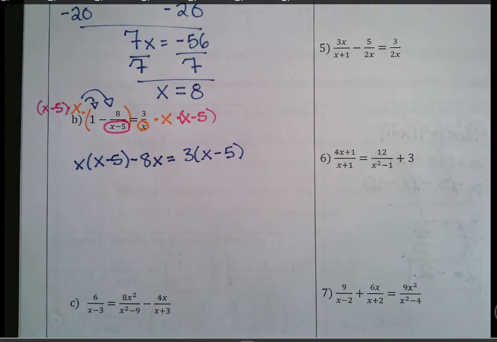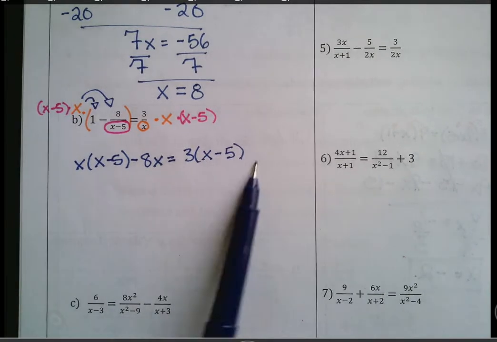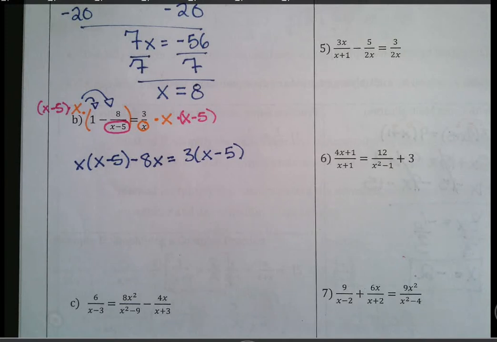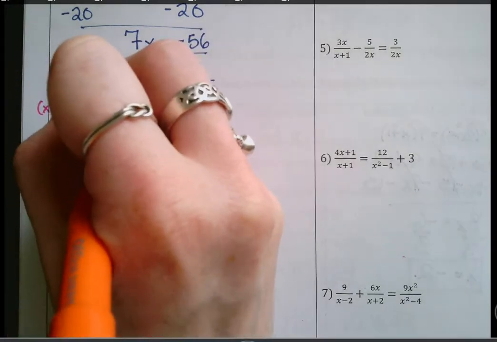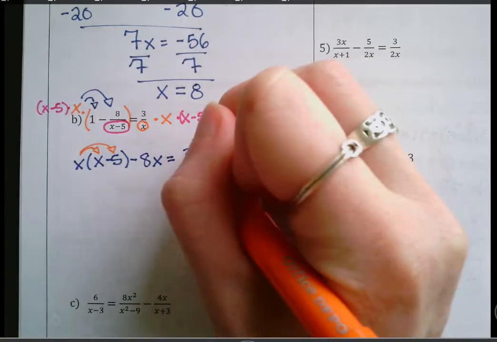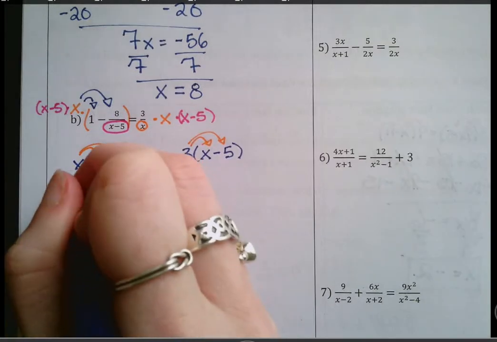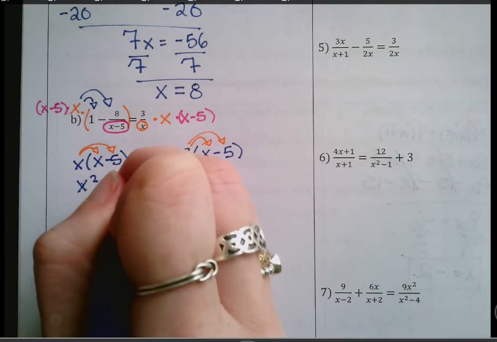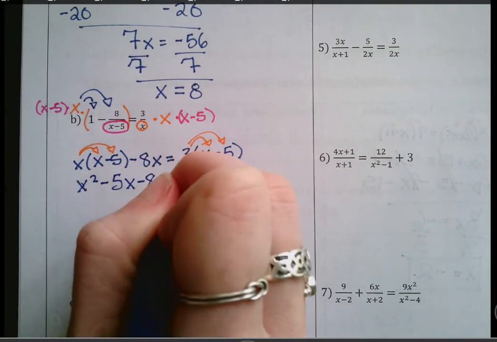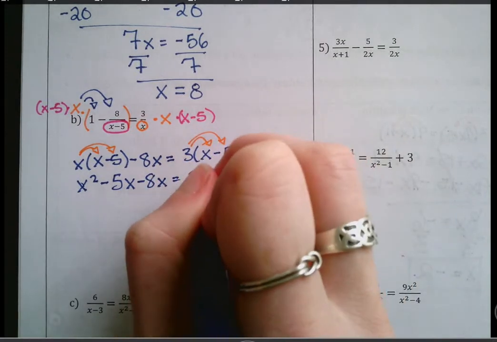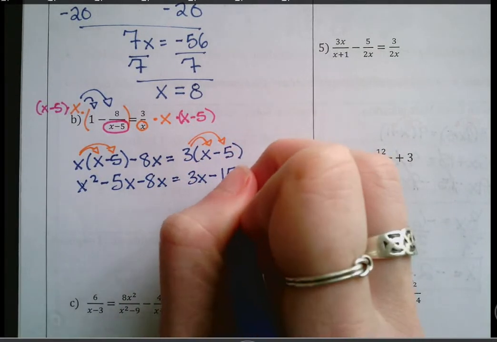So now that I'm here, I'm going to say, okay, this didn't work out nicely. I'm going to need to expand these and combine terms and solve like a quadratic. So first step is to distribute here and to distribute here. So we'll have x squared minus 5x minus 8x is equal to 3x minus 15.